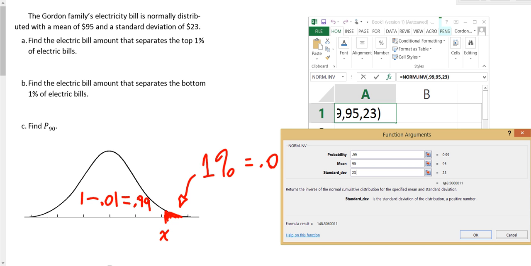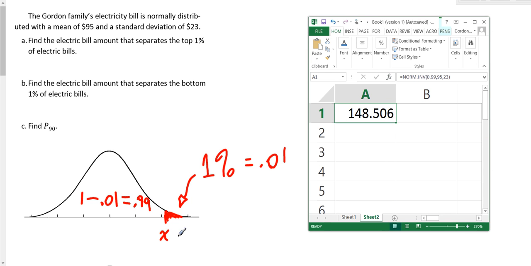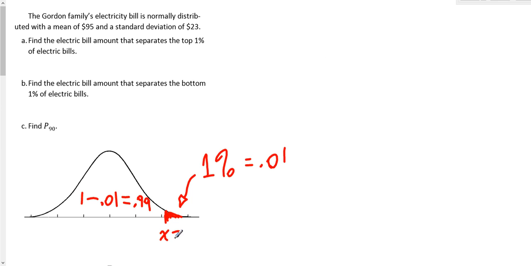If we round it, this will be approximately $149. So that would be the x value that separates the bottom 99% of electric bills from the top 1%. That would be the answer for part A, approximately 149. So $149 is the electric bill amount that separates the top 1% of the electric bills from all the rest. All right, let's take a look at part B.